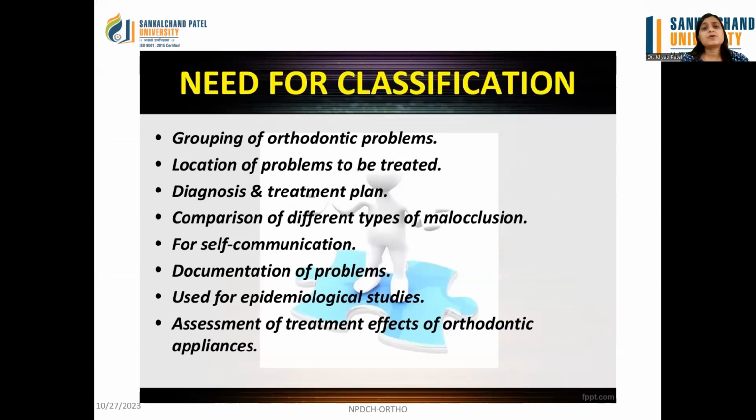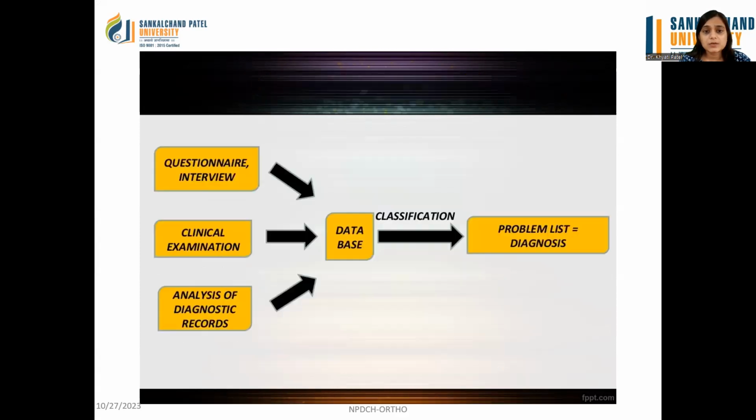So why is there a need for classification? There are so many reasons for the development of different types of classification. First of all is the grouping of orthodontic problems. Second is the location of the problem, which can be treated for different diagnosis and treatment planning, even for comparison of different types of malocclusion, even for communication with the doctors or with the parents, even for the documentation of the problems, and it is also used for different types of epidemiological studies. So classification is very much required in orthodontics.